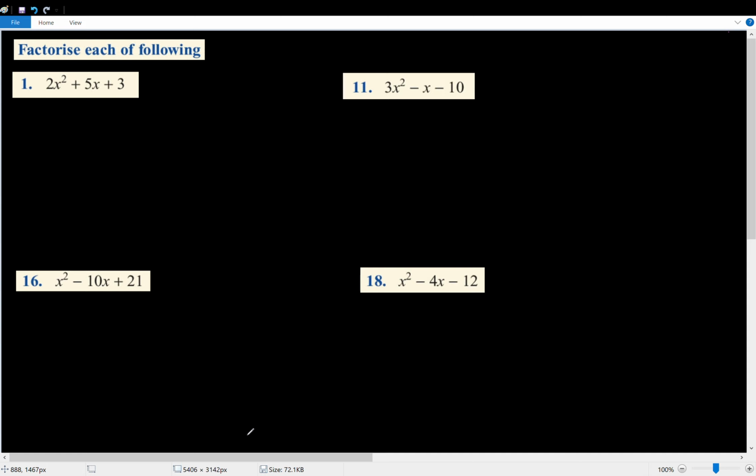This is questions 1, 11, 16 and 18 in exercise 1.3 in Project Maths 2. We have to factorize each of the following. So we'll start with question 1 over here.